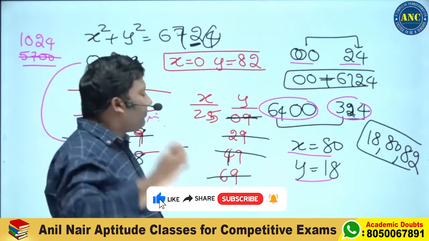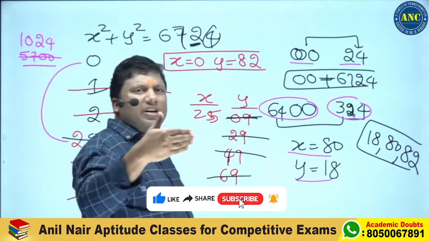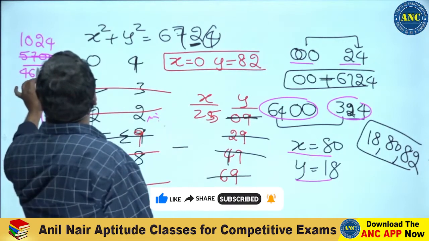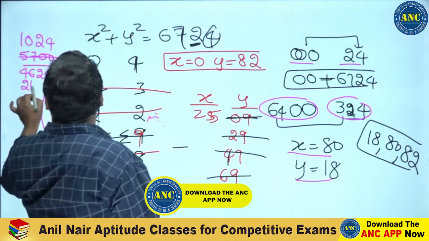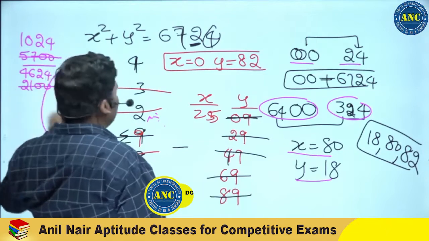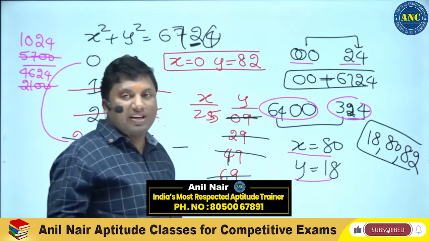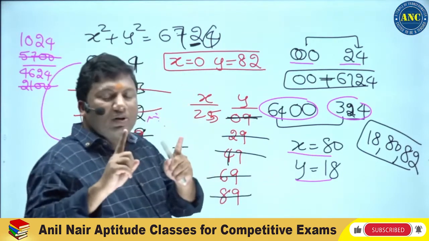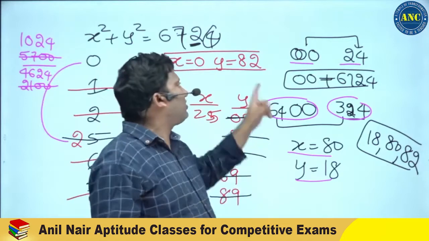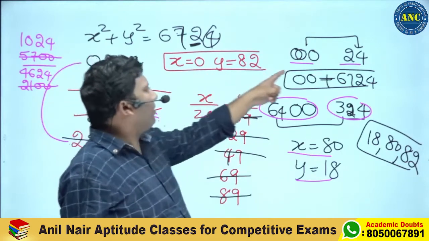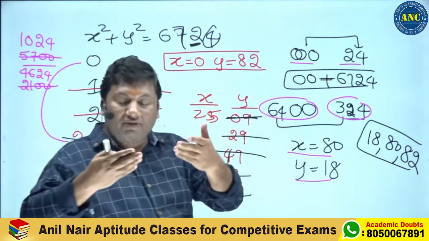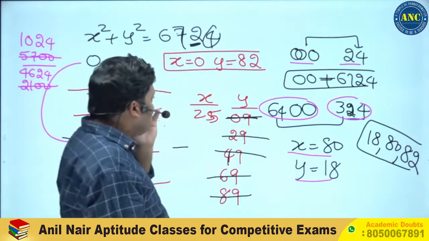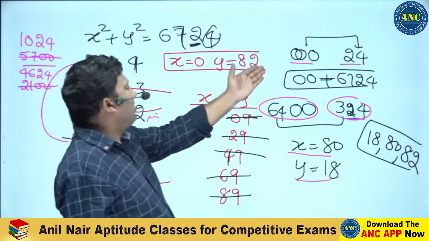50 plus 18, 68 square. 68 square is 4624. If it is 4624, the remaining x square value will be 2100. 2100 digital sum is 3. Not possible. I hope the idea is clear. First find out which number squared ends with 24. 18 square is 324. Then 50 minus 18, 50 plus 18, 100 minus 18. So take the cases. This case is not possible.